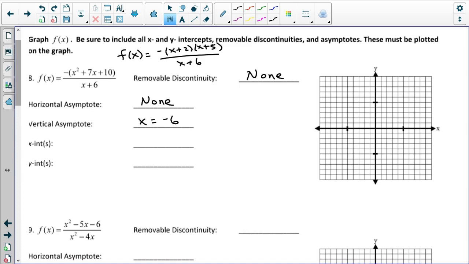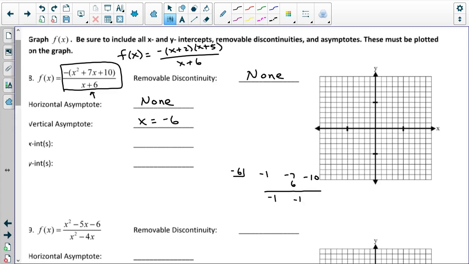There's going to be no horizontal asymptote because the power on the top is bigger than the power on the bottom. But if I want to figure out what this graph actually looks like, the graph actually looks like whatever happens when I divide these two things out. So if I do synthetic division, with negative 6 because x plus 6 gives me a root at negative 6. And I have negative parentheses x squared plus 7x plus 10. I could rewrite that as negative 1, negative 7, negative 10 when I distribute everything.